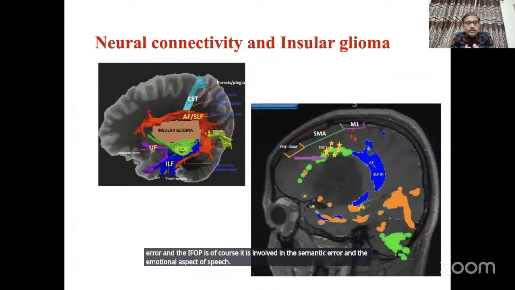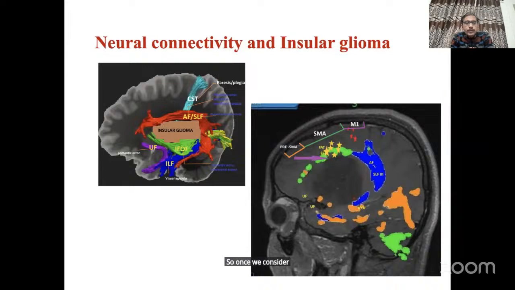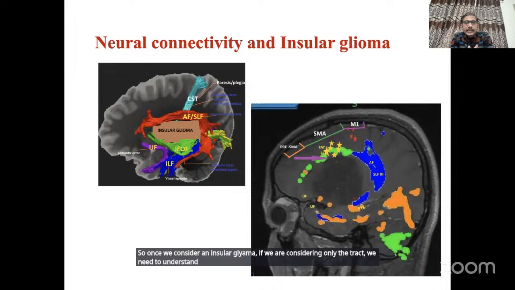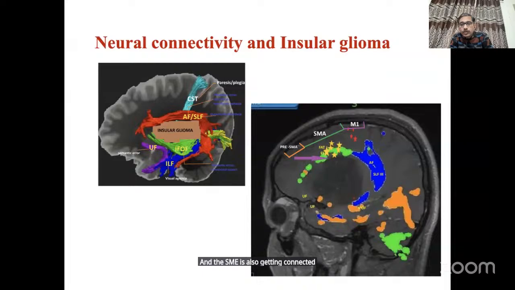So once we consider an insular glioma, if we are considering only the tracts, we need to understand their functional aspect and their interconnections. While operating on this insular glioma, in addition to these tracts, there are some other tracts that come into play. As Dr. Abhidha already told, from the SMA we may have the frontal aslant or frontostriatal tract. They run just anterior to the insular glioma, and while going through the frontal operculum, we may injure them. The SMA is also connected posteriorly to the parietal lobule, and they may subserve some functions of language.